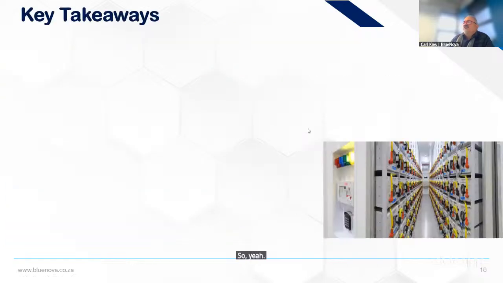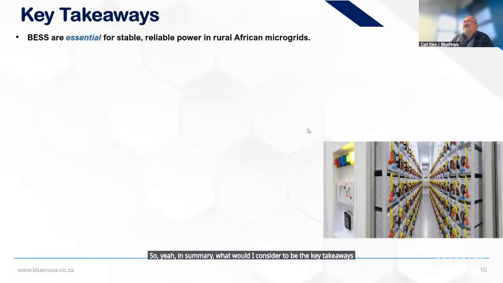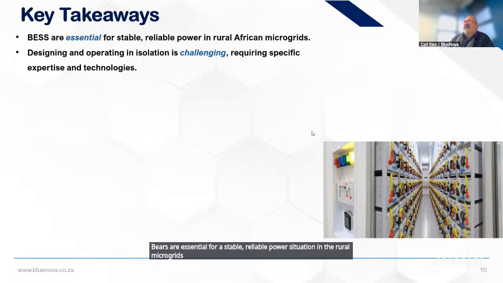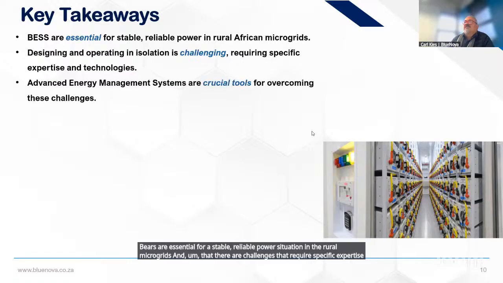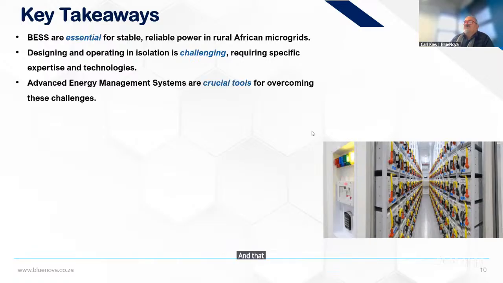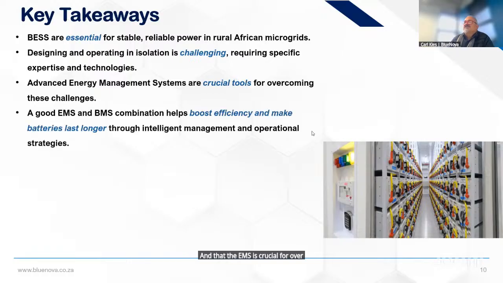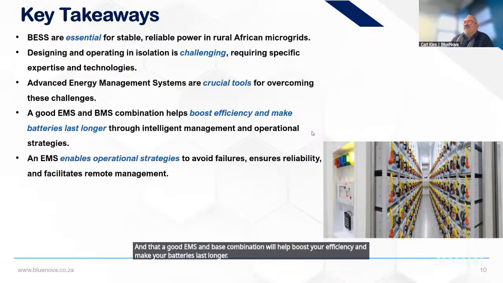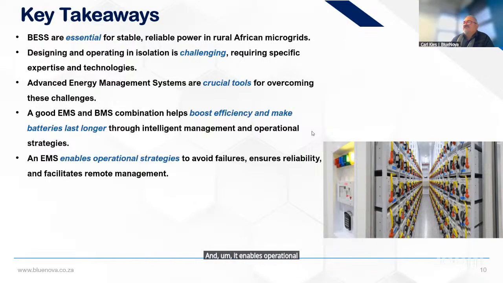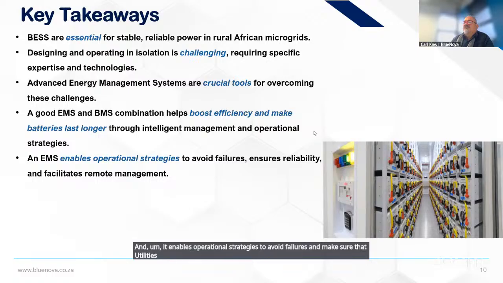So in summary, what would I consider to be the key takeaways? BESS are essential for a stable, reliable power situation in rural microgrids. There are challenges that require specific expertise and technologies. The EMS is crucial for overcoming many of those challenges, and a good EMS and BMS combination will help boost your efficiency and make your batteries last longer, and it enables operational strategies to avoid failures and make sure that facilities are managed appropriately.